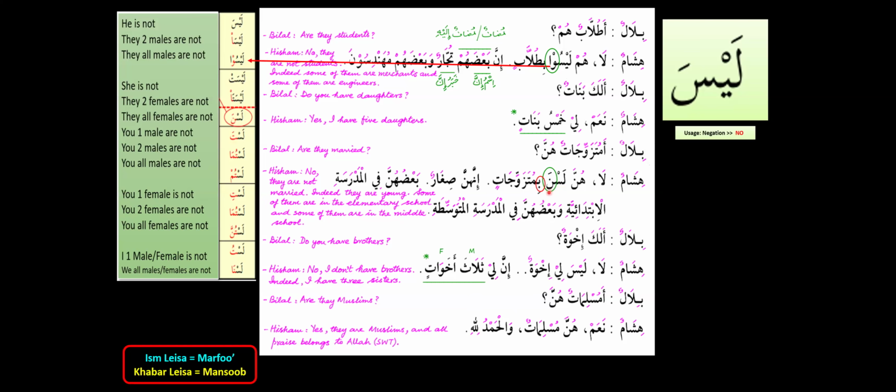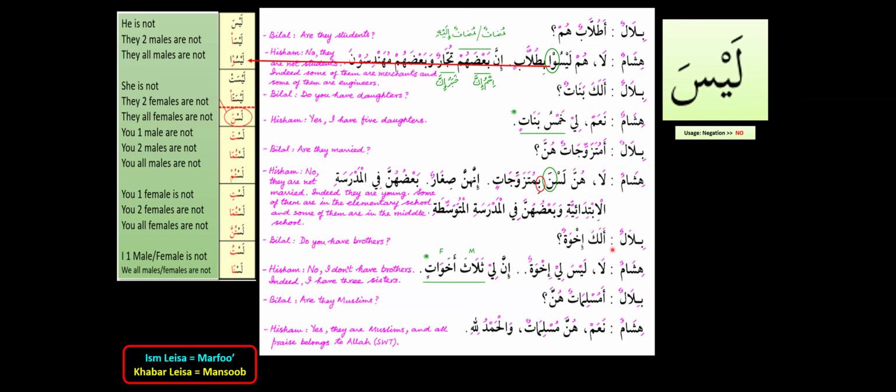Hunna lasna bimutazawwijatin. No, they are not married. Innahunna sigharun. Indeed, they are young. You see, inna is our harf tawheed wa nasb, and ismu inna is always mansoob. So this hunna, this pronoun is mansoob, and khabru inna is always marfu. So sigharun is marfu. Ba'duhunna fil madrasati al-ibtidaiyati. Some of them are in the elementary school. Wa ba'duhunna fil madrasati al-mutawassitati. And some of them are in the middle school.